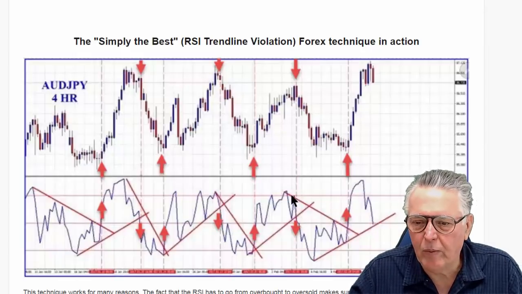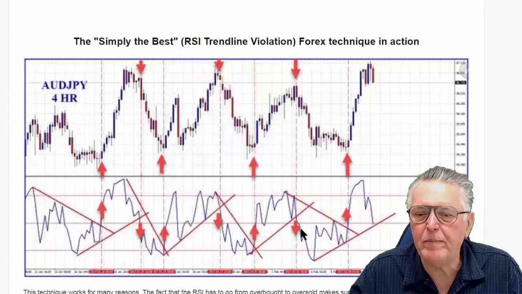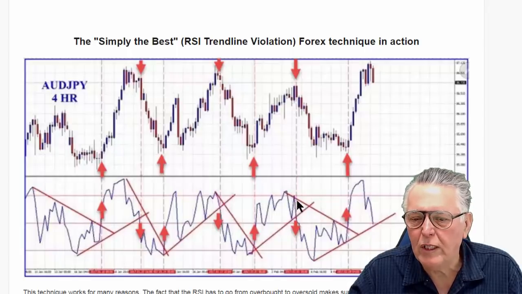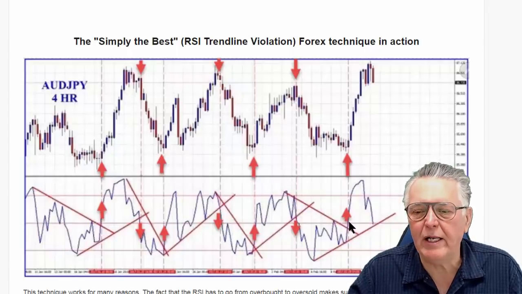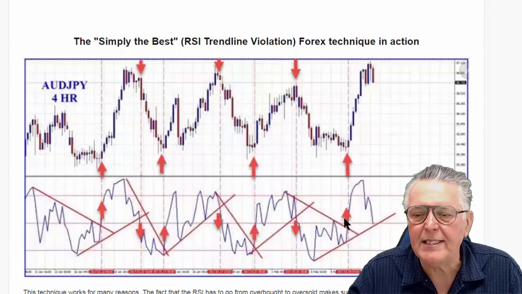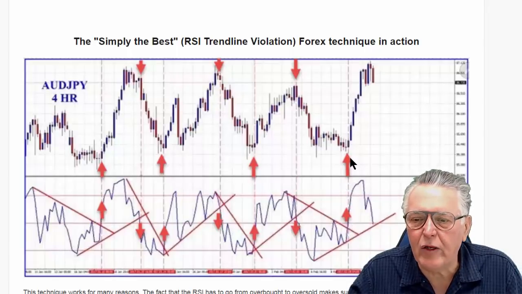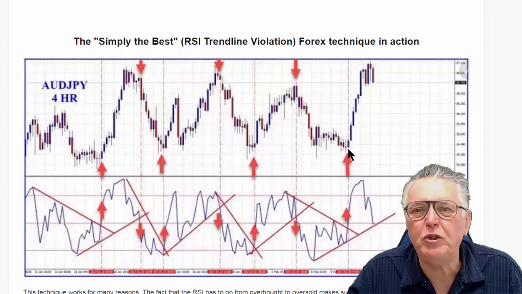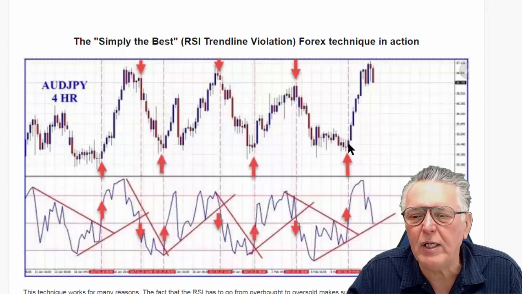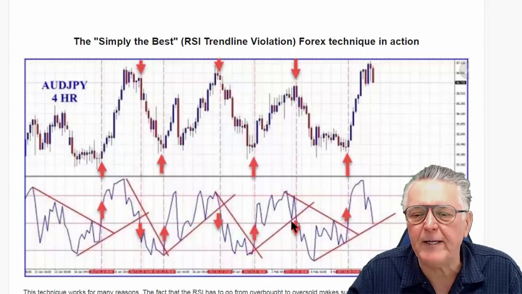Now we look at the previous signal, which was overbought, oversold, draw the trend line over the turning points on the RSI, and trade when the RSI crosses that trend line. Now you can see what happens is you get into trades very, very early. Look how early that signal was, right at the beginning of a trend.